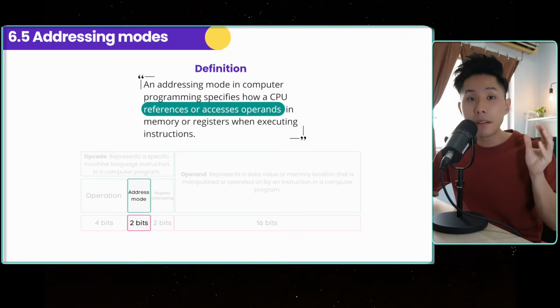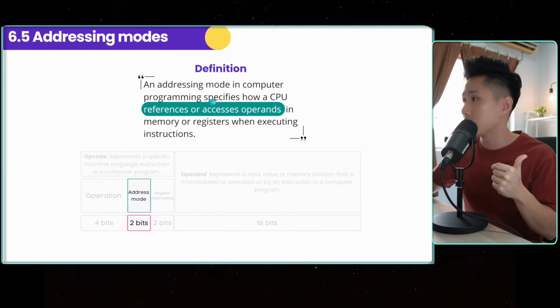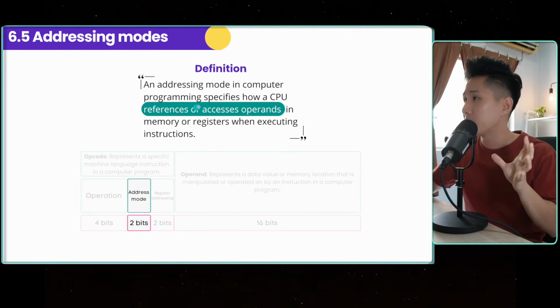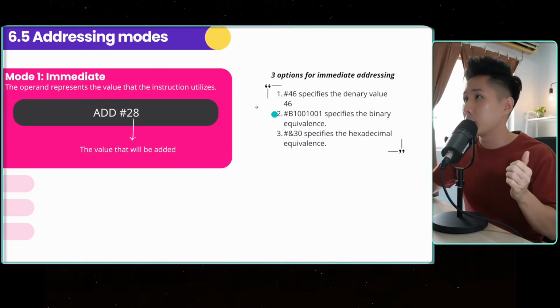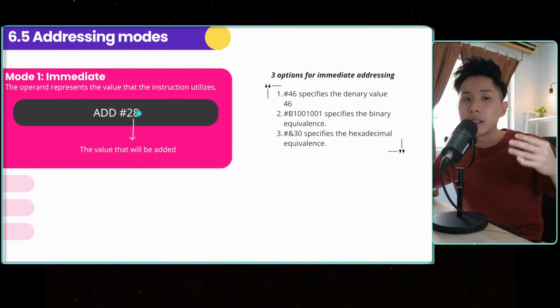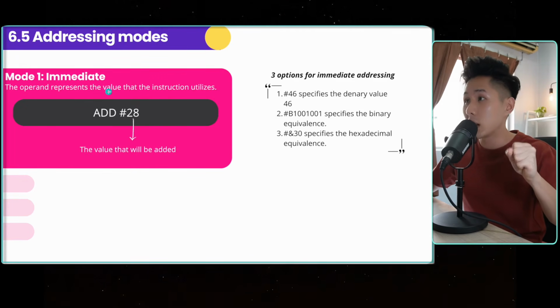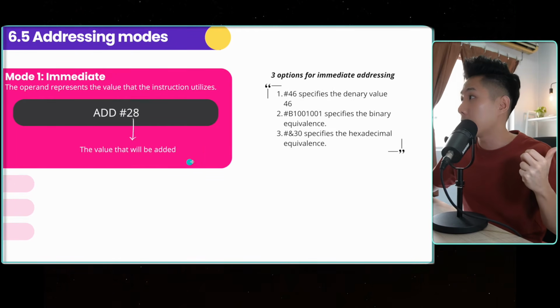Great, let's look into the fifth part of this video, called the addressing mode. An addressing mode in computer programming specifies how a computer references or accesses operands. Let me give you an example. There are 4 different types of addressing mode, meaning how this operand is actually going to be used. The first type is called immediate addressing. It represents the value that the instruction utilizes, the value that will be added.